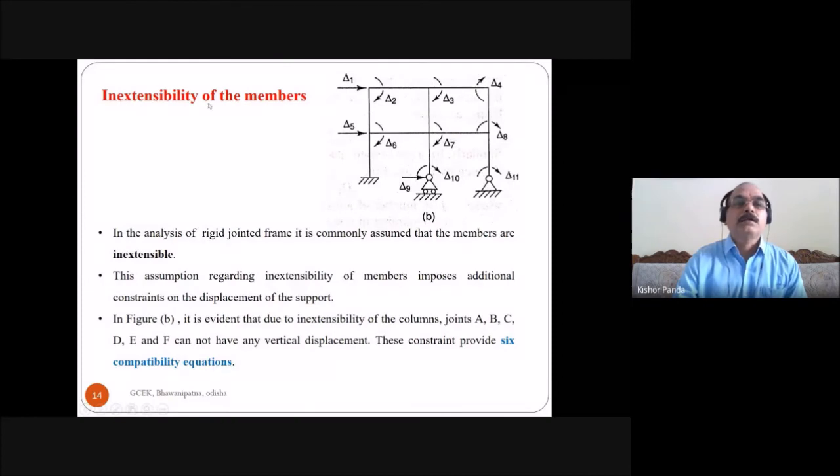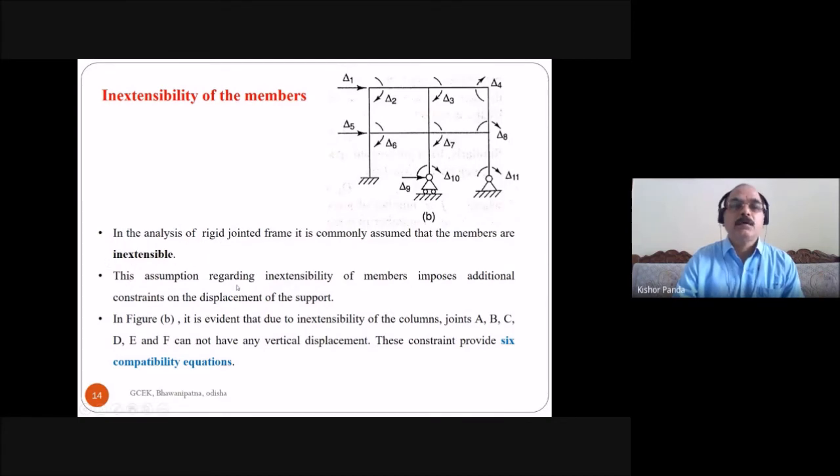Now you are not considering the extension of the members, that is, due to the inextensibility of the members. Inextensibility of the member means no extension of the member takes place. These are the vertical members and these are the horizontal members. So in the analysis of a rigid jointed frame, it is commonly assumed that the members are inextensible.